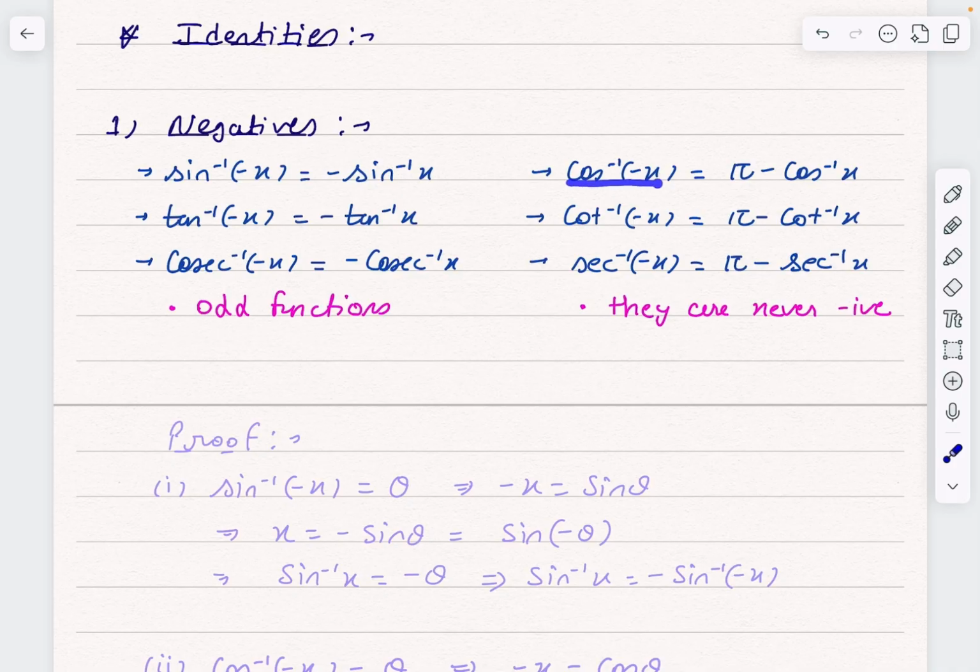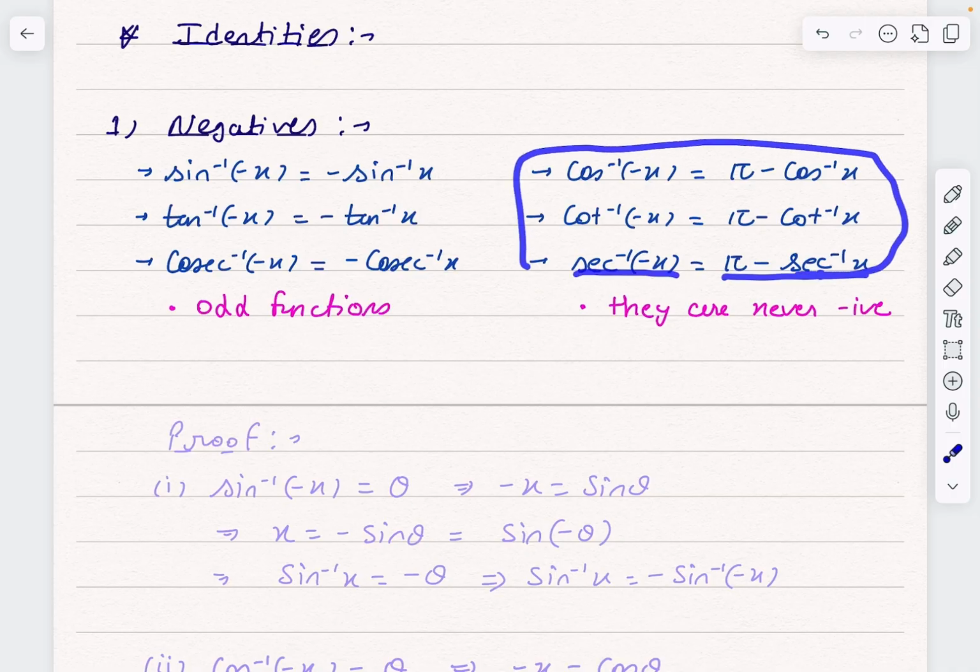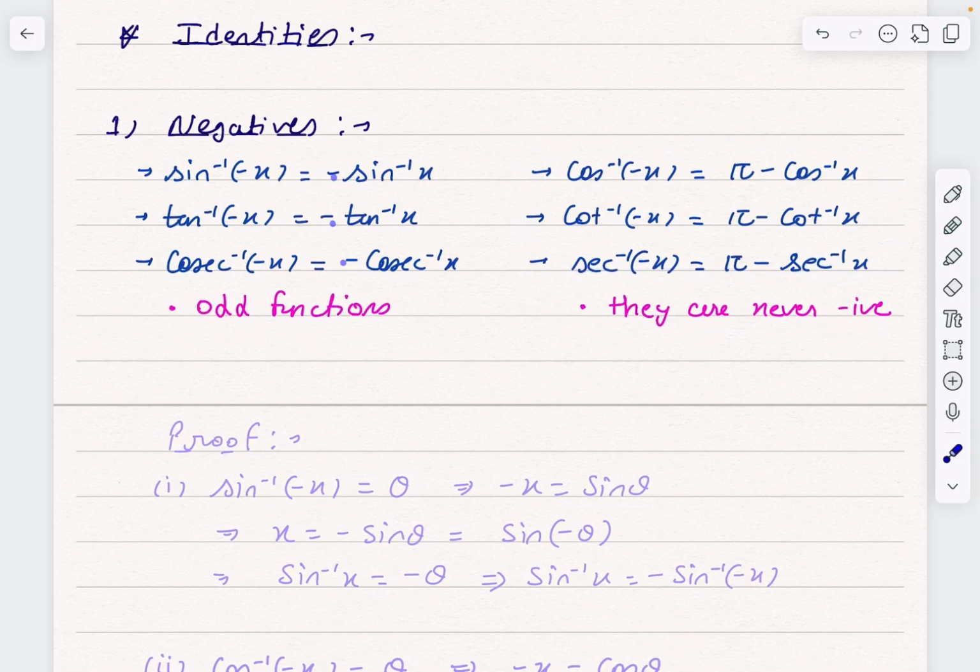Whereas cos inverse of minus x is pi minus cos inverse x. Cot inverse of minus x is pi minus cot inverse x. Secant inverse of minus x is pi minus secant inverse x. If you remember, for these three functions, the range was always positive. They were never negative. That is why we don't take negative sign outside. We have to write like this. And why this only, we'll discuss with the help of proof here.